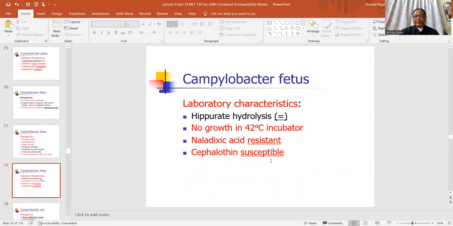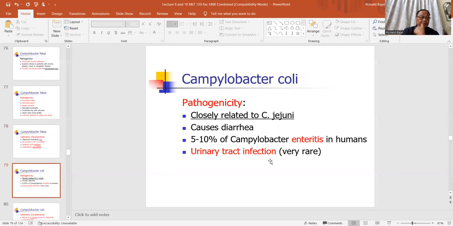Laboratory characteristics of Campylobacter fetus, it will not grow at 42 degrees. So it's the other Campylobacters that'll do it. This grows at 25 degrees. And there's your nalidixic acid and cephalothin reaction. Make sure you know those, but I'll give you your review for those two antibiotics.